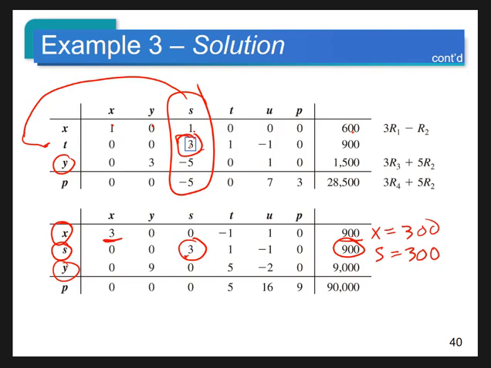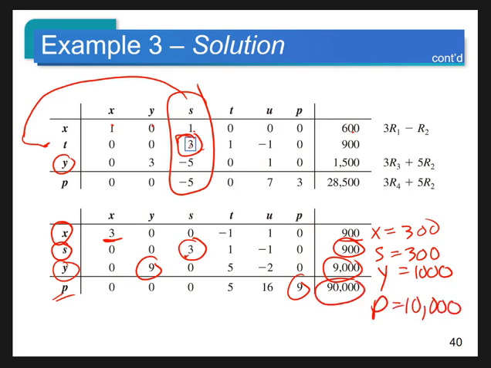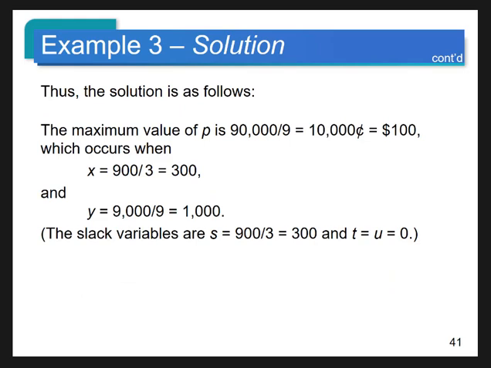This row gives us the value of Y, so that's 9 and 9,000. 9,000 divided by 9 is 1,000, so Y equals 1,000. And the value of P, well, P is 9 here, 90,000. 90,000 divided by 9, the maximized value of P is going to be 10,000. So there we have completed that tableau to solve that problem. You see there's the values written out again.